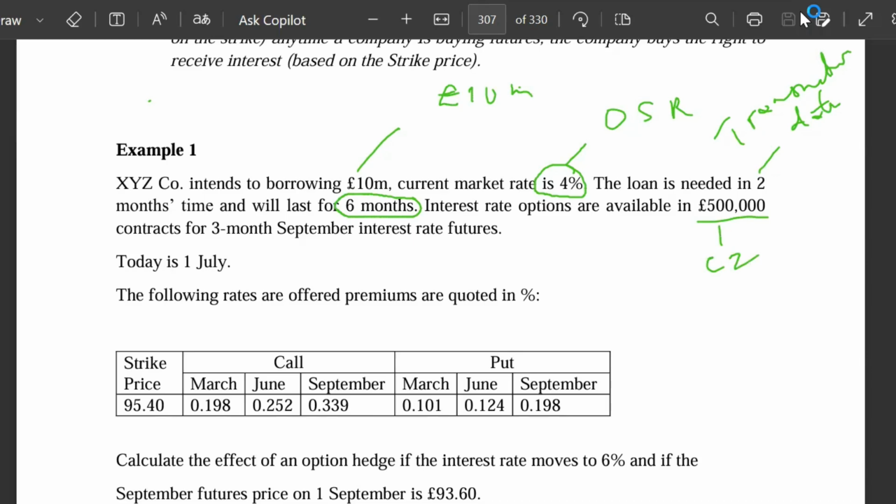Today is 1 July. The following rates are offered. Premiums are quoted in percentage. There is a strike price of 95.40. From the knowledge carried forward from your futures contracts, the implied interest rate will be 100 minus 95.40.